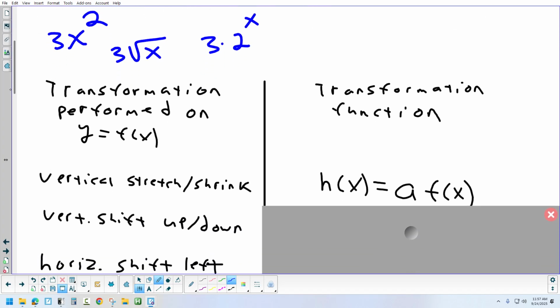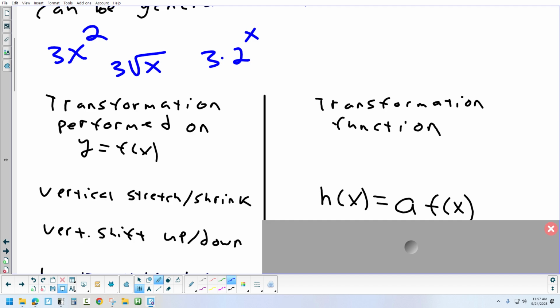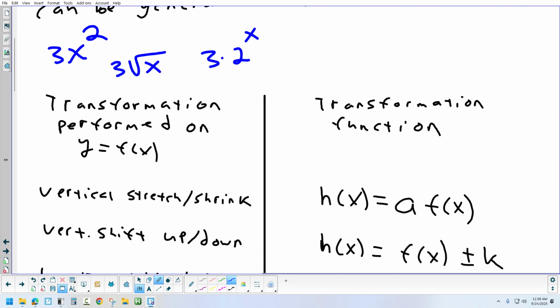How about a shift up or down? Anybody remember what letter that was yesterday? I think you're thinking of something else, though. Was it K? That was our K. And where was the K? The end of the equation. On the end. And was it added, subtracted, multiplied, divided? It could be add or subtract. So when you add or subtract a number on the end, it shifts it up or down.